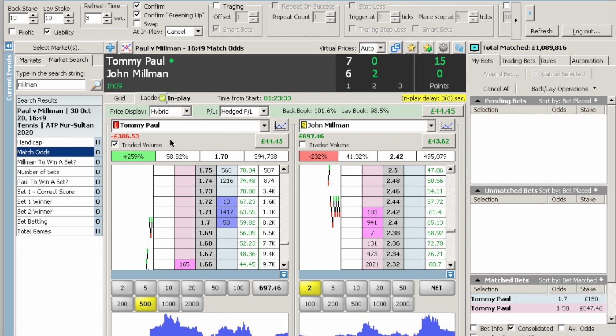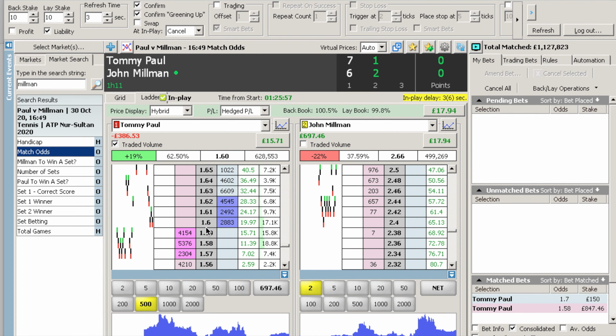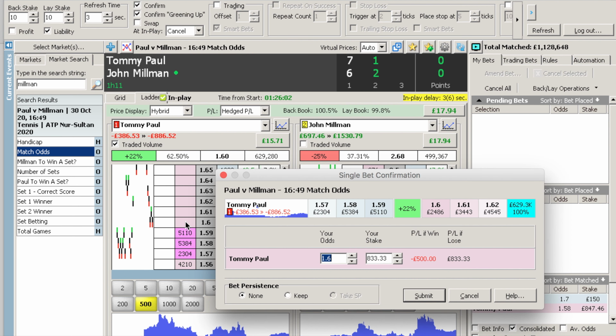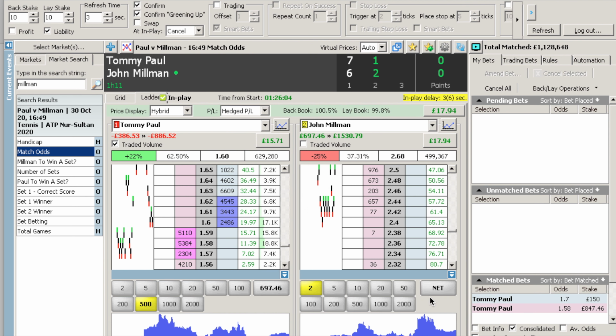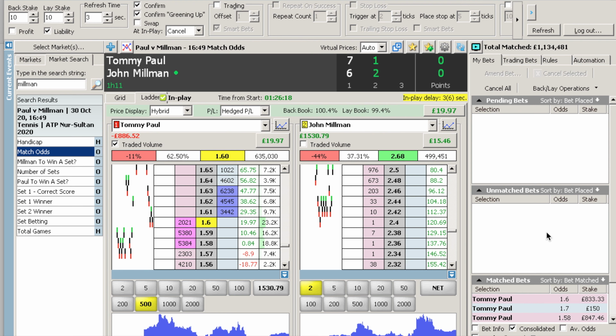That's just been matched at 1.7, so that looks nice. We've got a reduced liability of 386. Tommy Paul has just held his service game, so very simply all I'm going to do is enter another £500 lay stake at 1.6. Last time we got in at 1.58, this time it's 1.6, so not much difference there, which once again shows the mechanical movement of the prices.